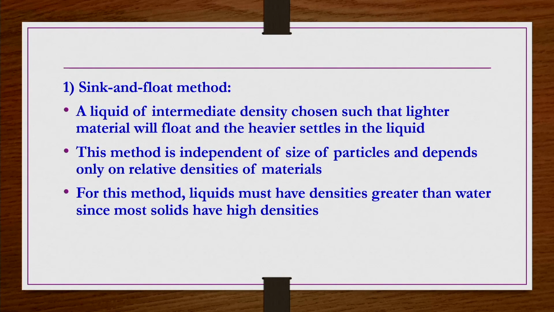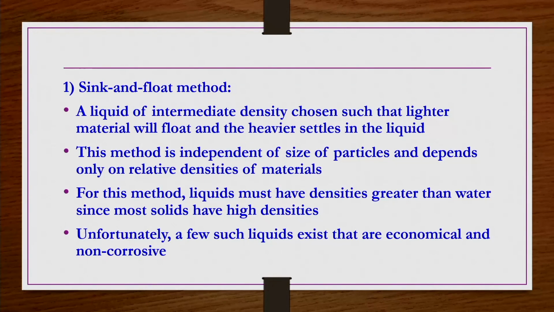For this method, liquids must have densities greater than water, since most solids have high densities. Unfortunately, few such liquids exist that are economical and non-corrosive. That is the problem. Though the separation is based on density, if the particles have different sizes, for example a lighter particle of very big size and a heavier material of smaller size, then it is possible that their settling velocities may be the same.